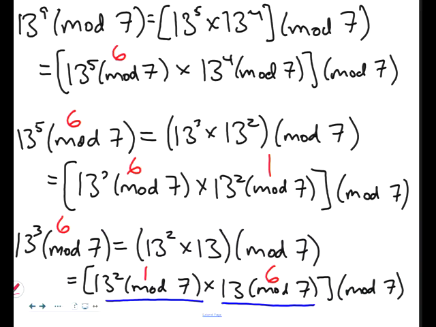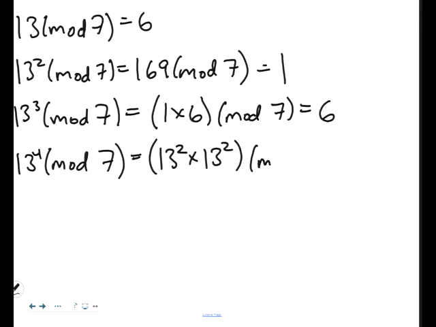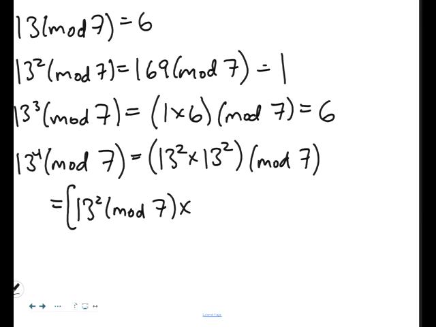Do we know 13 to the 4th? Not yet. We haven't actually calculated that one. So let's take one more slight digression and go do that. So we can get 13 to the 4th mod 7. Does anybody know 13 to the 4th off the top of their head? Good. Neither do I. Okay, so what we can do is write this as 13 squared times 13 squared mod 7, breaking it up, and take this out, so we get 13 squared mod 7 times 13 squared mod 7.